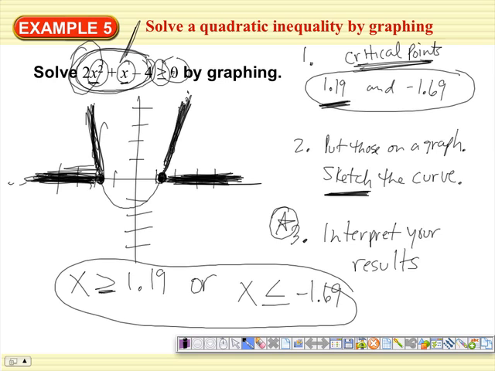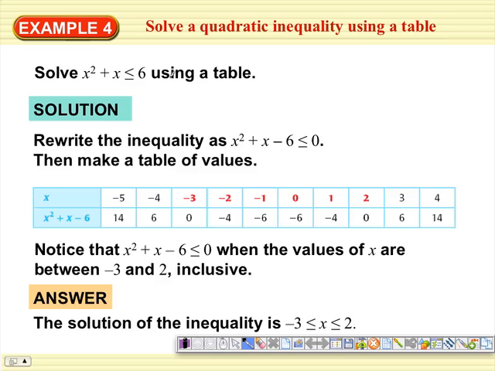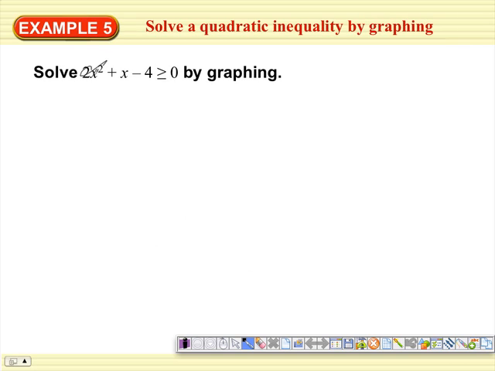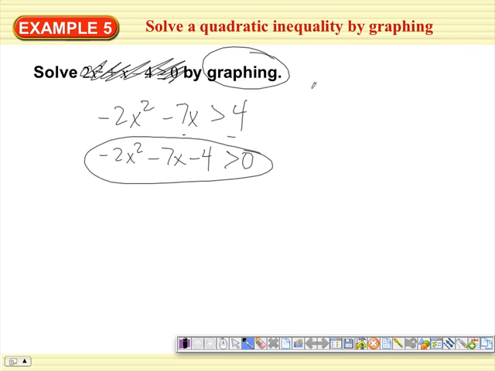What else? Somebody have another one over here? Okay, got it? Let's try one. Let me give you one. So scratch this out. Solve this one by graphing. Let's see. Negative 2x squared minus 7x greater than 4. Solve this by graphing. Same method. What do you do first though? Yeah, subtract 4. Make it equal to 0. So let's find our critical points. Just tell me what they are. X equals what?